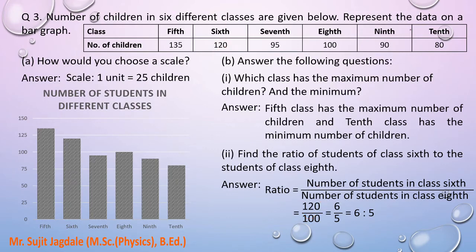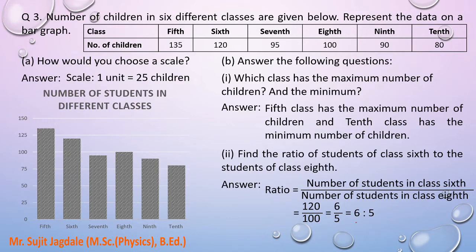Then the number of students in class 8. How many students are there? 100, so we wrote the number 100 here in the formula. Now the same numbers from the numerator and denominator can be cancelled, so the 0 0 will be cancelled, and 12 upon 10 you can divide by 2. 2 fives are 10, 2 sixes are 12, so we get 6 upon 5, or 6 is to 5. Any way you can indicate that ratio. So this is the ratio of class 6 students to class 8th students.